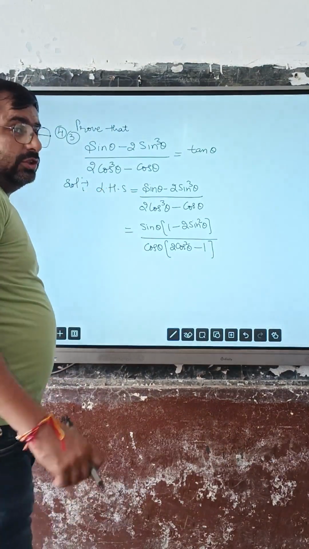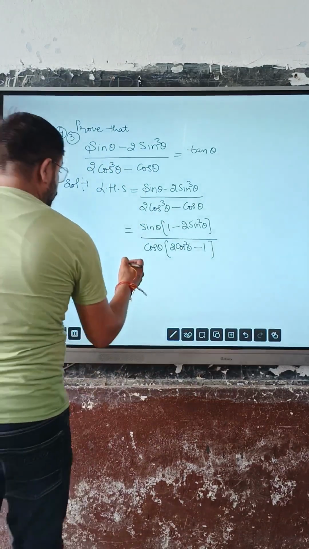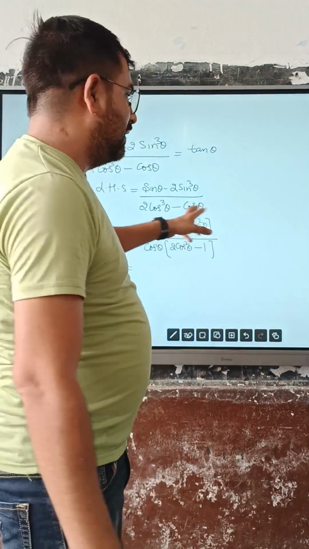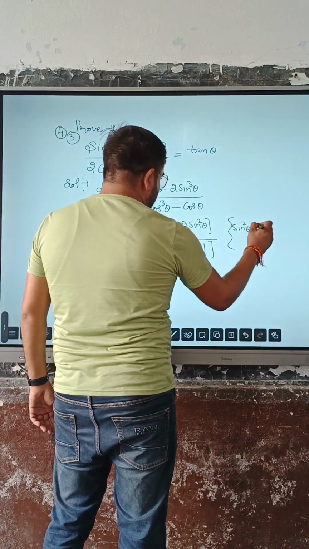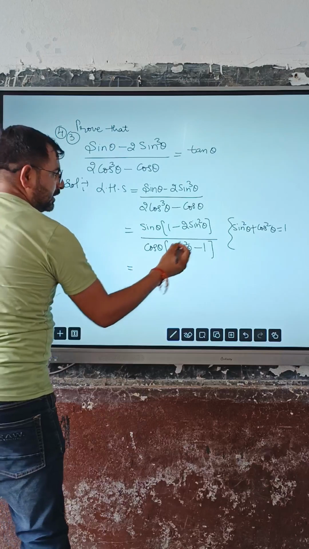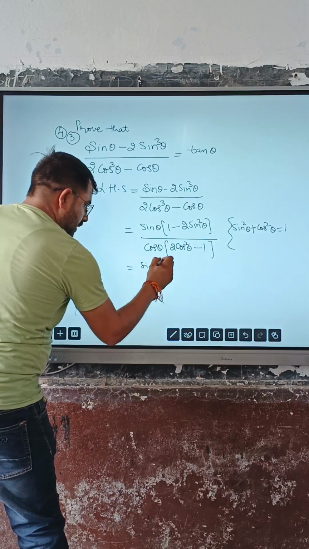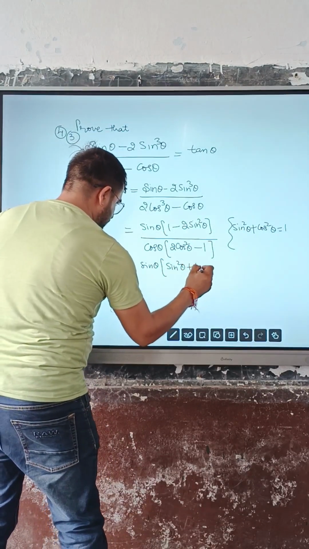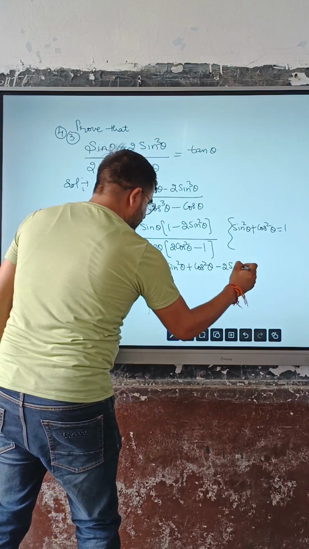So this question is further solved by two methods. So here we can replace 1 with an identity, because we know that sin square theta plus cos square theta equal to 1. So we can change 1 as sin square plus cos square minus 2 sin square theta.